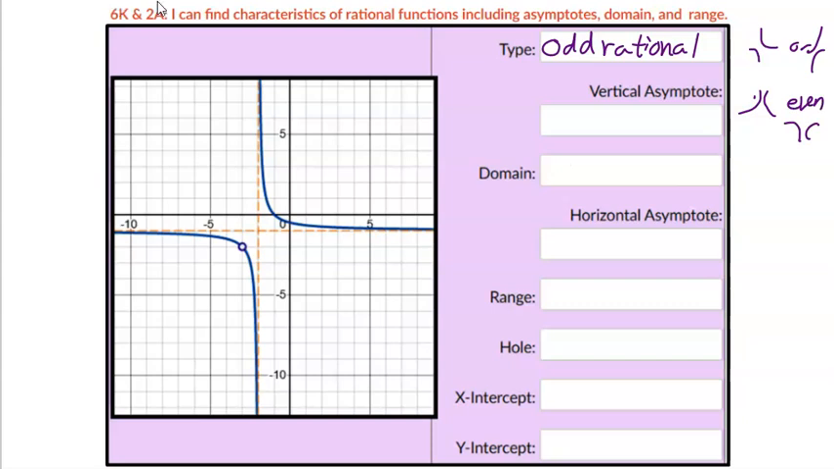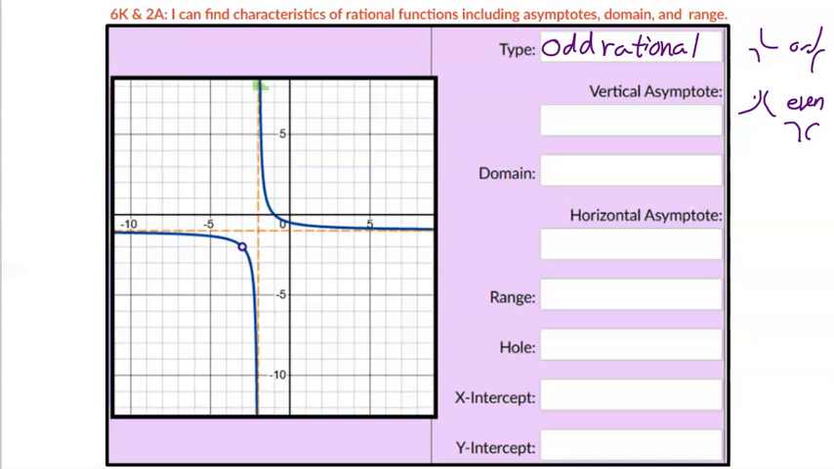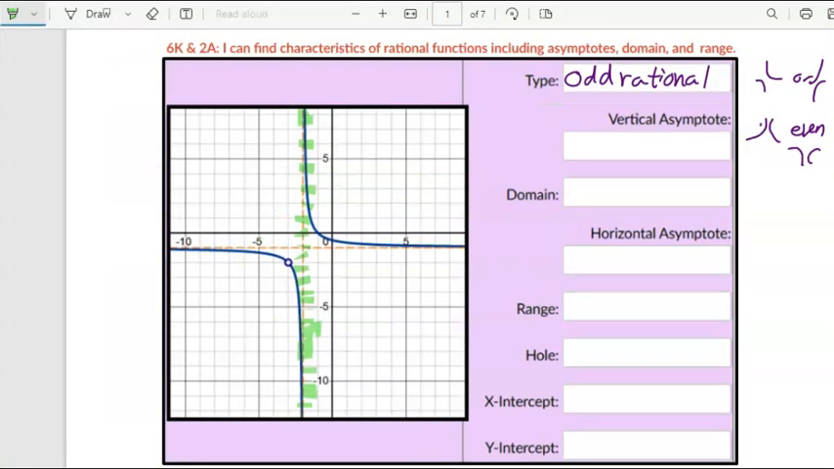The vertical asymptote is the vertical line that the graph almost touches but not quite. And it will be at x equals -2. From that, we can see that the domain is going to be all real numbers except x cannot equal -2. In interval notation, it will look like this: negative infinity to -2 union -2 to infinity.